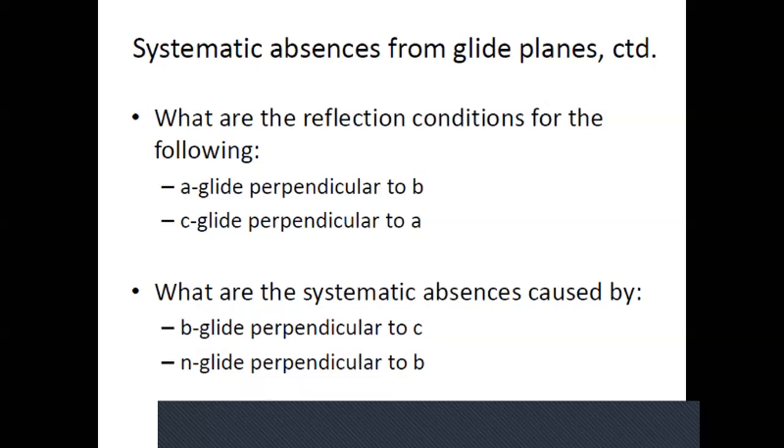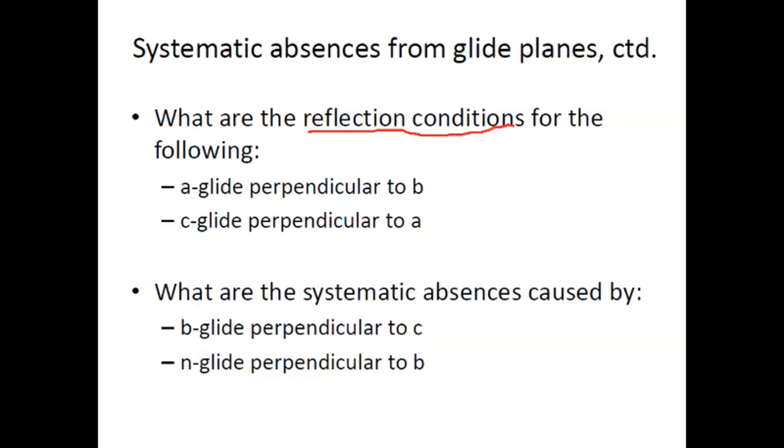So here let's look at a few examples. We want to know what the reflection conditions are for the following glide planes. Here you'll notice it says reflection conditions, so those are going to be the even conditions. What reflection should be observed for an A glide perpendicular to B and a C glide perpendicular to A? Since it says reflection, we're looking at the even conditions. So here we have an A glide perpendicular to B.